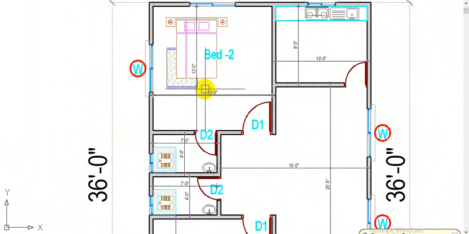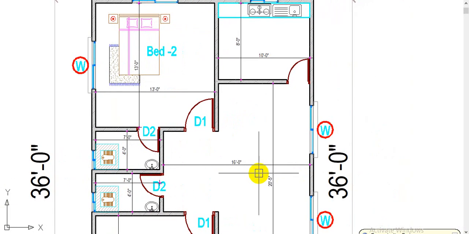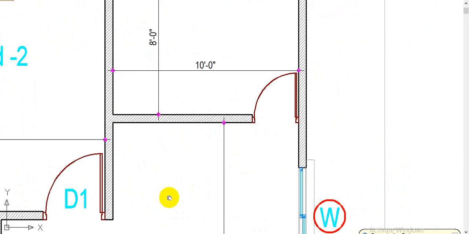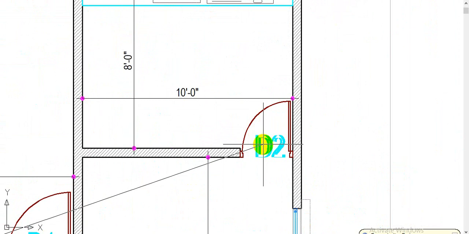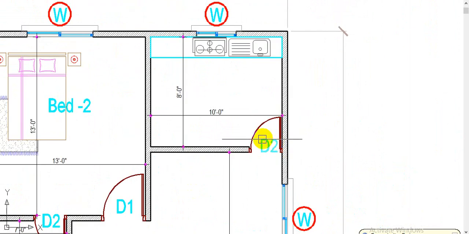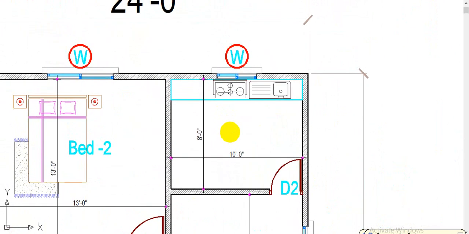After that, we get back to our drawing and dining space, basically this side here. We have another D2 door. So using this D2 door we will enter here.